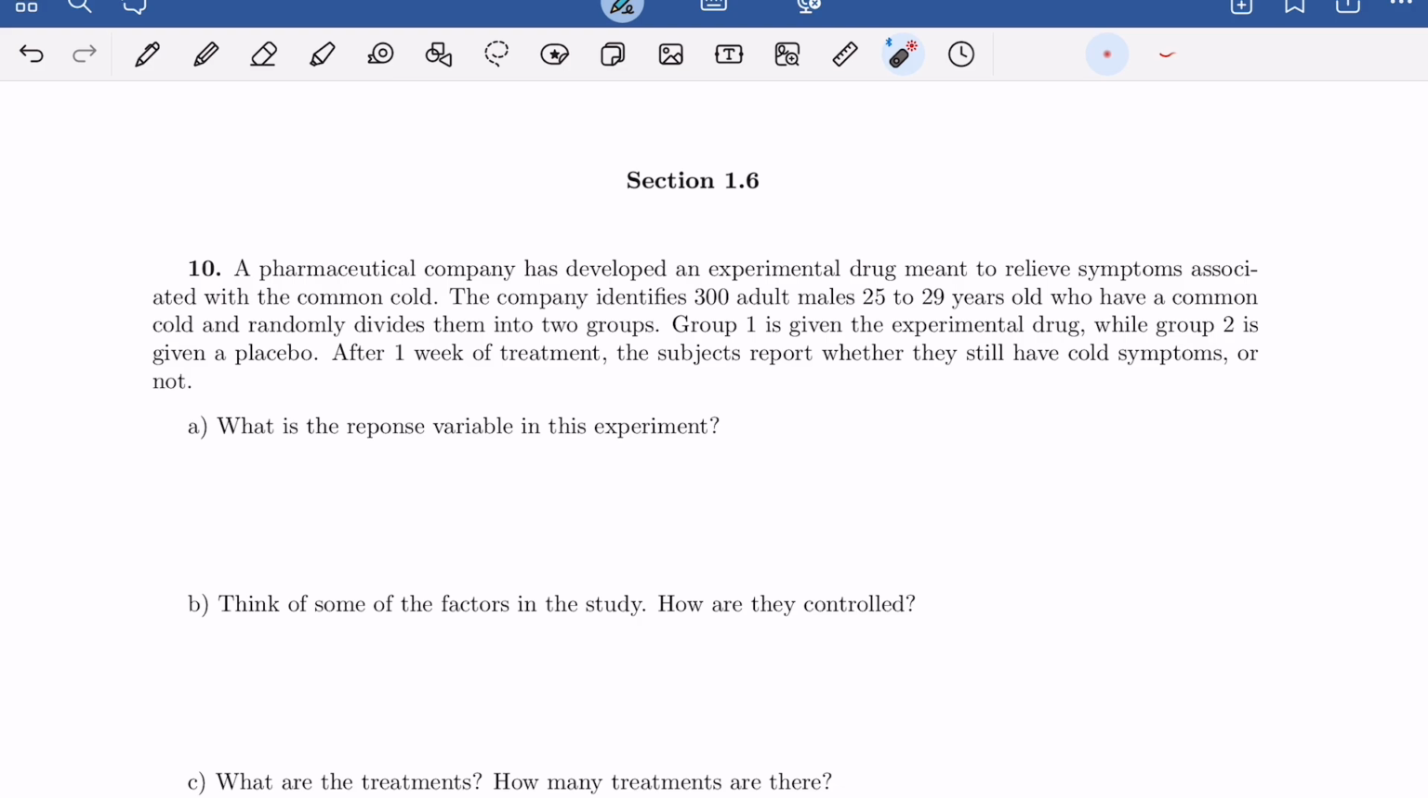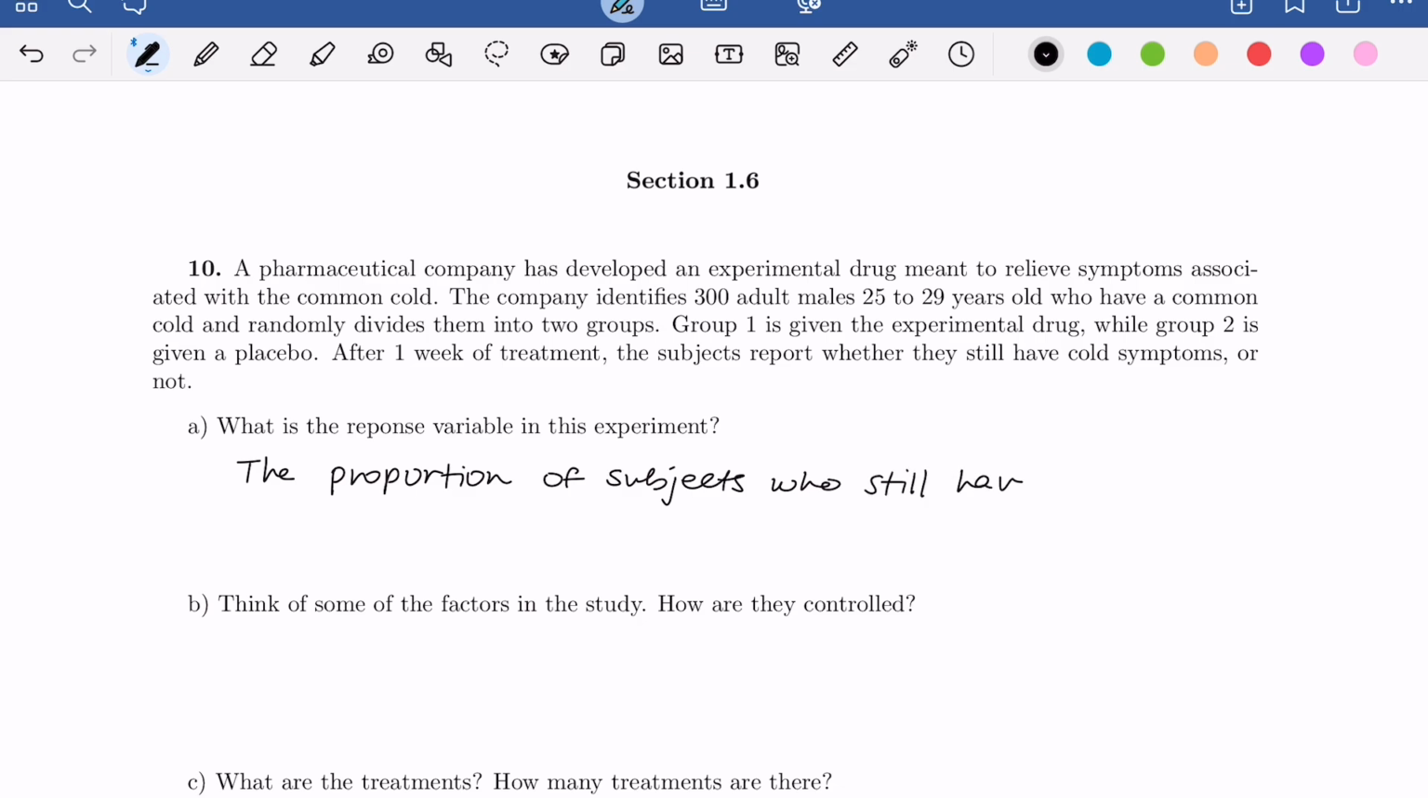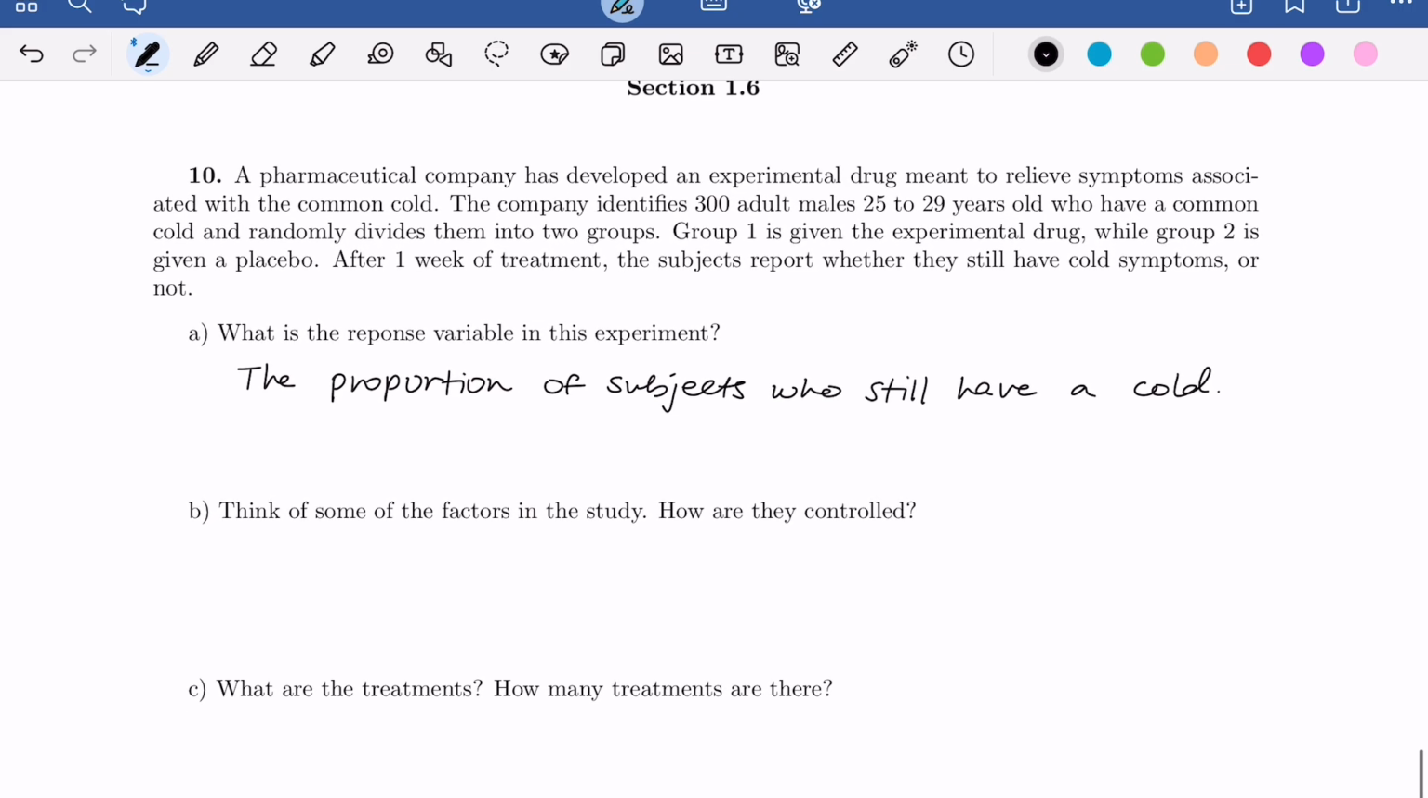So for part A, we want to determine what the response variable is in this experiment. Now, the response variable is going to be what is observed. So that would be the proportion of subjects who still have a cold.